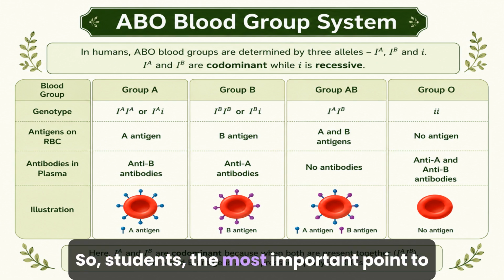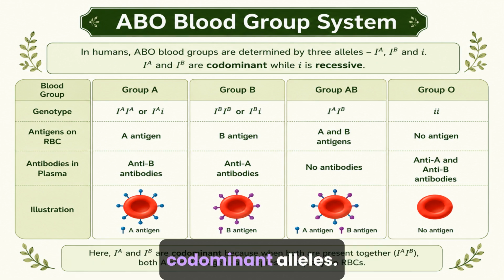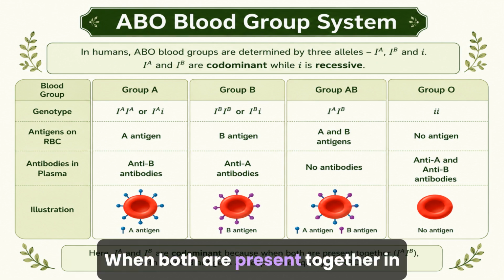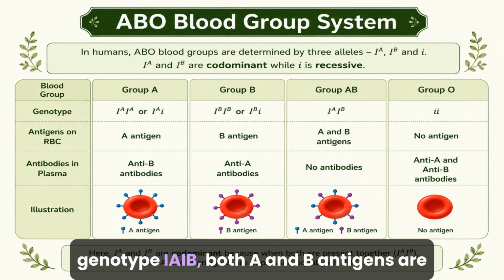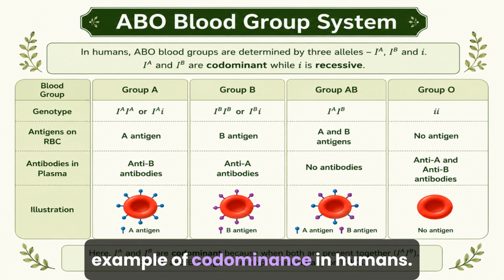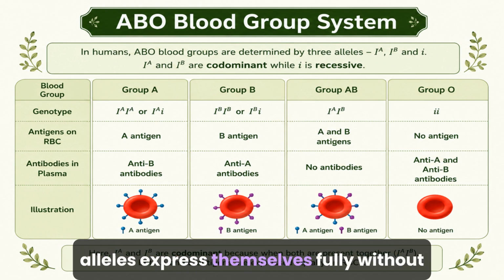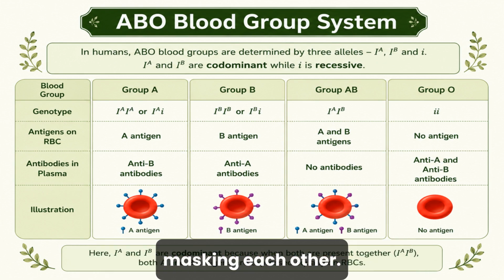So, students, the most important point to remember from this slide is IA and IB are codominant alleles. When both are present together in genotype IAIB, both A and B antigens are expressed equally. Therefore, blood group AB is the best example of codominance in humans. This shows that in codominance, both alleles express themselves fully without masking each other.